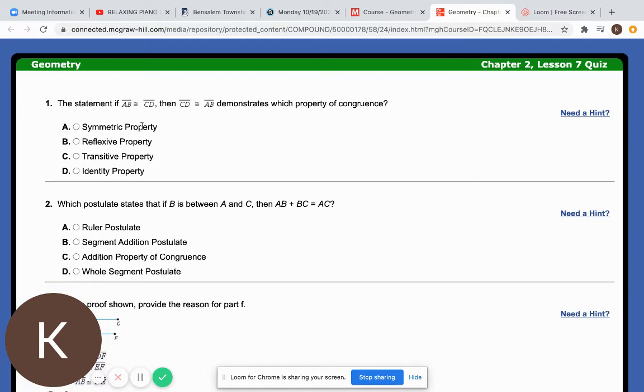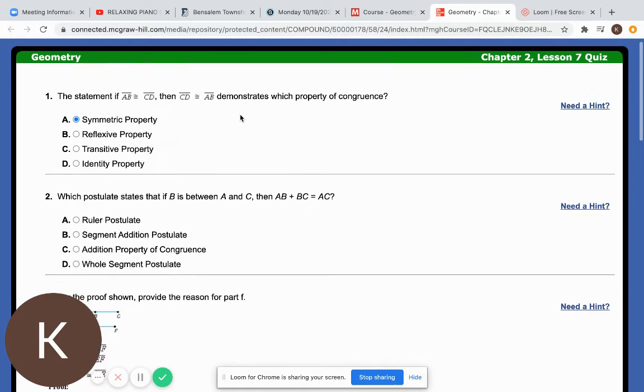Also, an example of the transitive property would be if AB is congruent to CD and CD is congruent to EF, then EF would be congruent to AB, which it doesn't show in here. So this one's actually the symmetric property. Whenever you have something that's equal to something else, you flip it around, different order, still equal: symmetric.